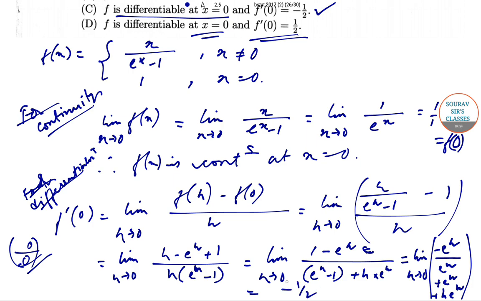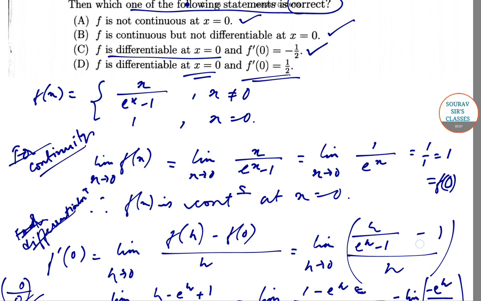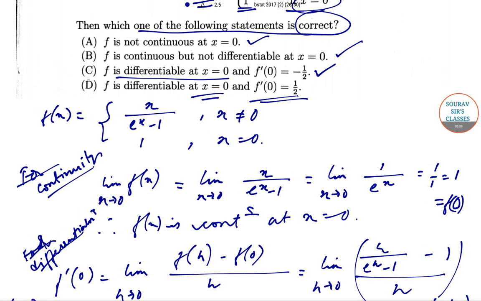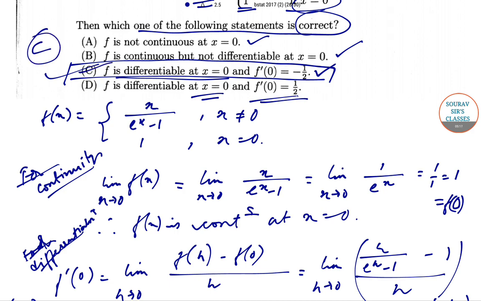So we have found out that f of x is continuous at x equal to 0 and f of x is also differentiable at x equal to 0, and f dash 0 is equal to minus 1 by 2. So the correct option is option C, which says that f is differentiable at x equal to 0 and f dash 0 is equal to minus 1 by 2. So option C is the correct option.